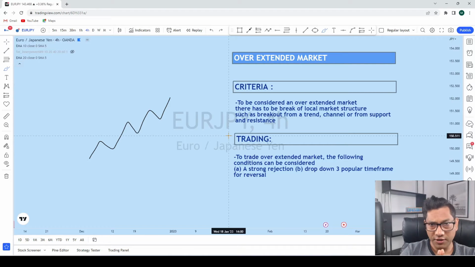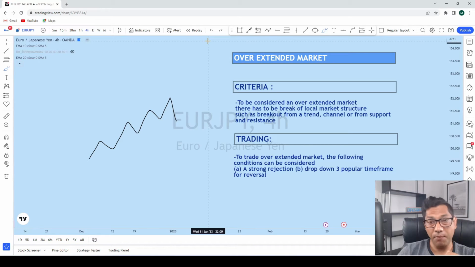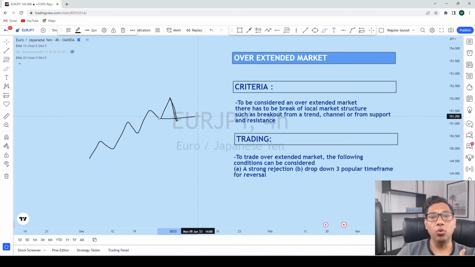Now at some point you see that this trend will break, either to the upside or downside. To be an overextended market, the next time the price is coming down, we assume that it should test the previous resistance, turning support, and should go back up again. But in this case, what happened is that the market has broken the previous swing low. That is where we consider an overextended market.